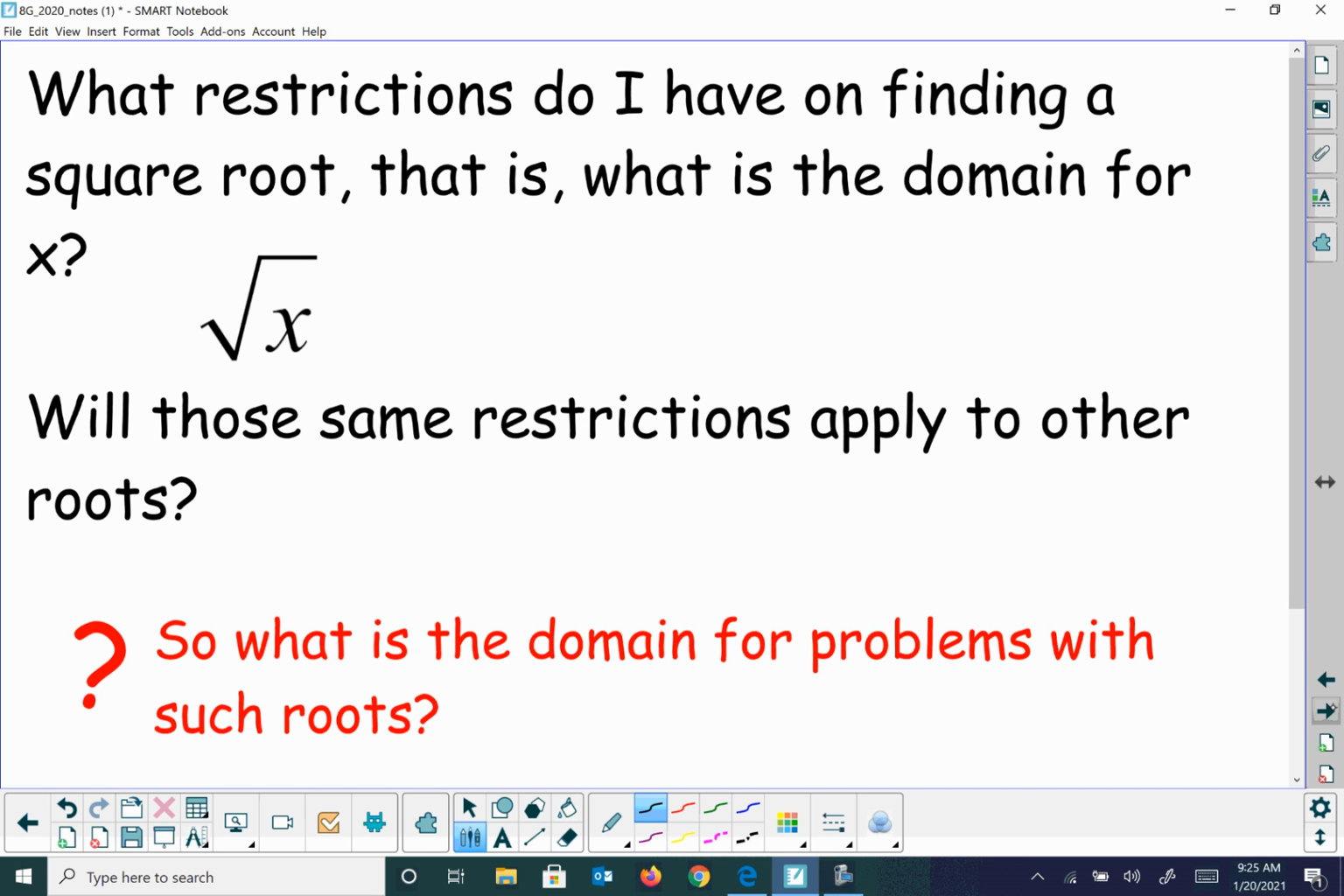Okay, so what are the restrictions on having this? Well, the restrictions under the square root of x would be just hard bracket 0 to infinity as far as our domain. We couldn't have negative numbers to give us real answers.